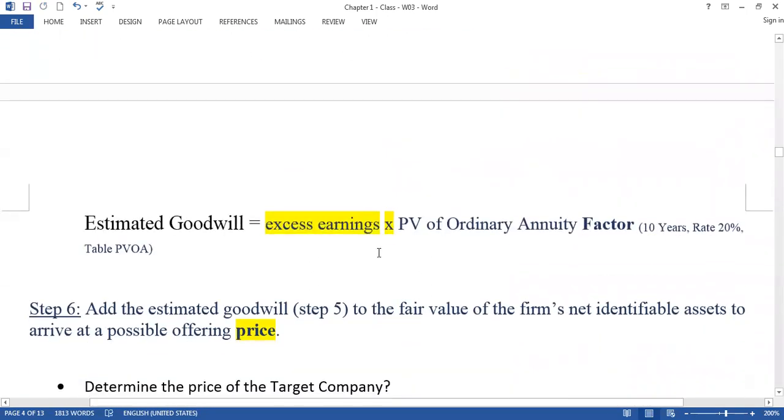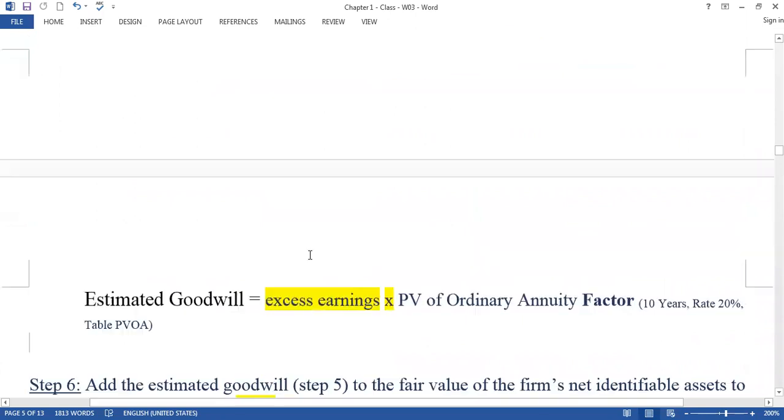If this is the case, we have another formula: excess earnings times the present value of ordinary annuity factor. And I already shared the present value table with you. By using this table, you can easily calculate the factor for 10 years. This is the discounted rate or market rate. And we are going to use this table. We can find a factor here. And this factor multiplied by the excess earnings, you will get the estimated goodwill.